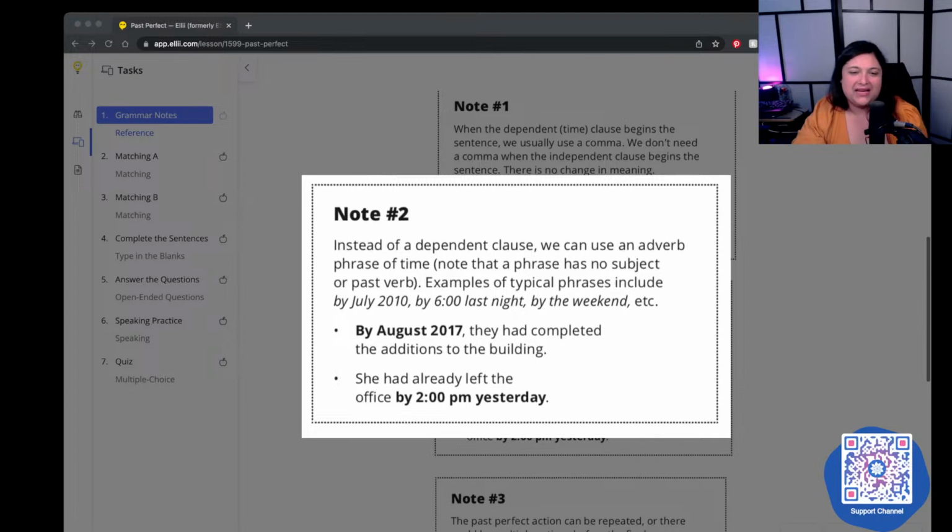So, if we're using a date or a time, we're going to add a comma. And then we are going to use our sentence conjugated in the past perfect. So here we have a date, by August 2017. It's not an exact date, it's just a month and a year. Comma, and then we have the sentence in the past perfect: they had completed the additions to the building.